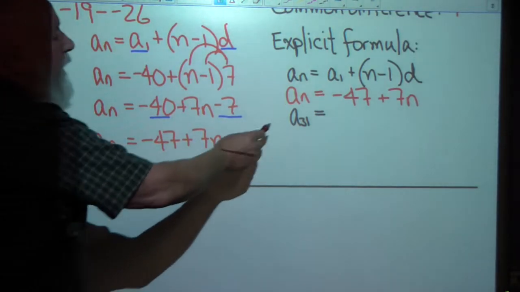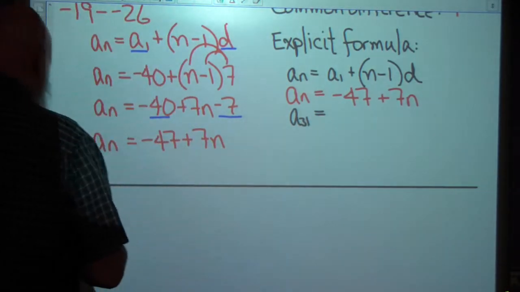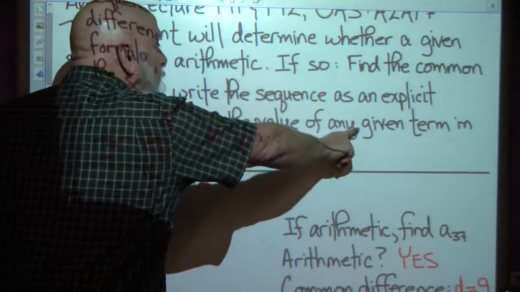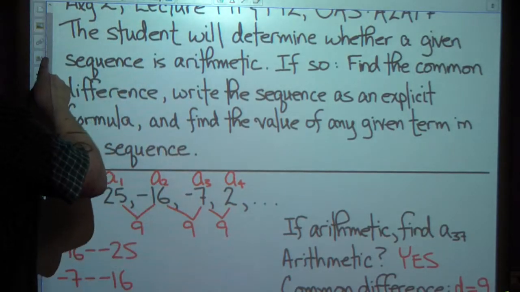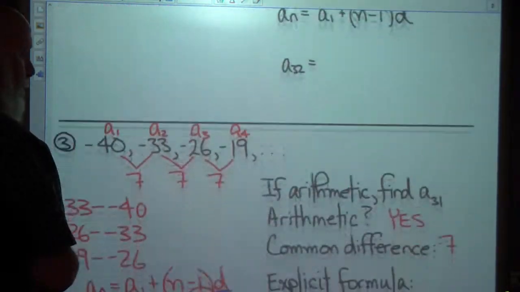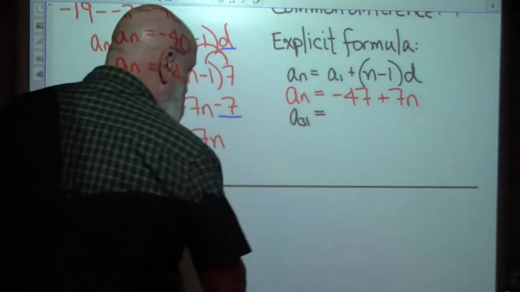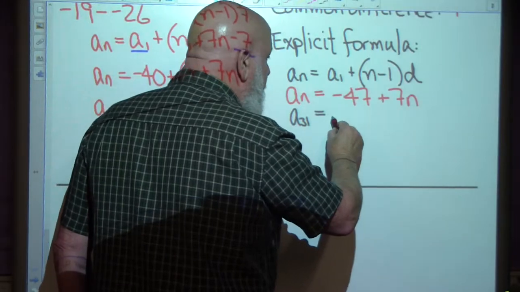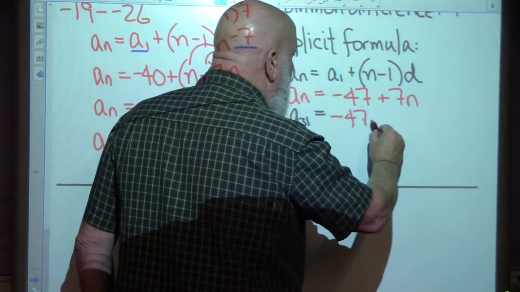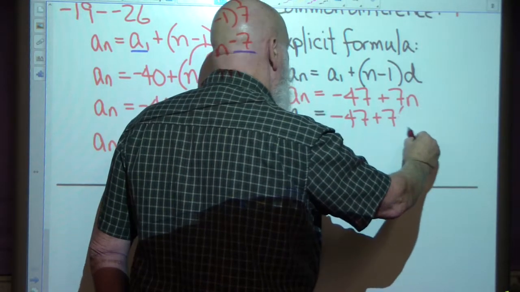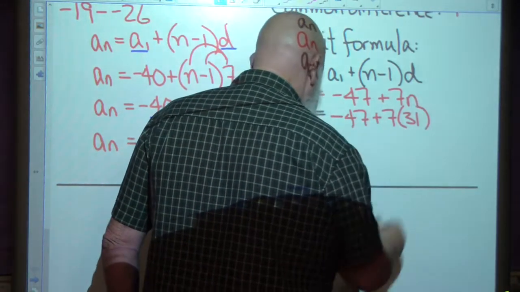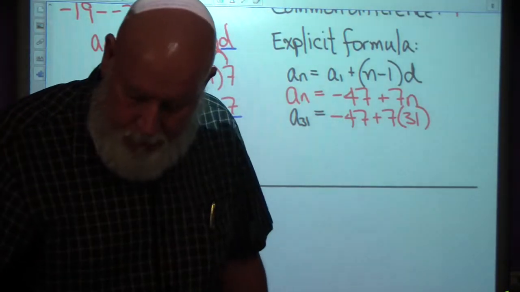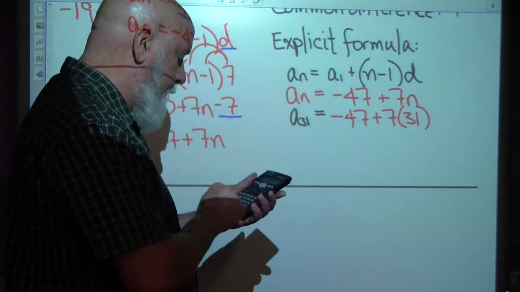Then the last thing I want to do is find the 31st term, because that's one of our objectives, find the value of any given term. And they're just telling us, well, find the 31st term. So that's what I'm going to do by plugging in a 31 wherever there's an n. So I got negative 47 plus 7 times 31, and hopefully I haven't made a mistake. 7 times 31 is whatever that is, and then we're going to subtract 47.